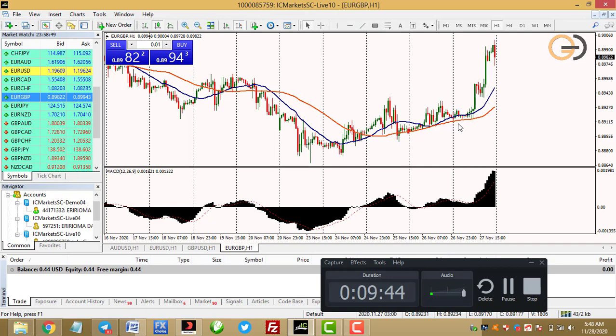Now, something I want to point out to you is that the market moves in 3 phases. I think we'll talk more on this in our next video. The market is either on an uptrend, bullish, or bearish, or the market is ranging.